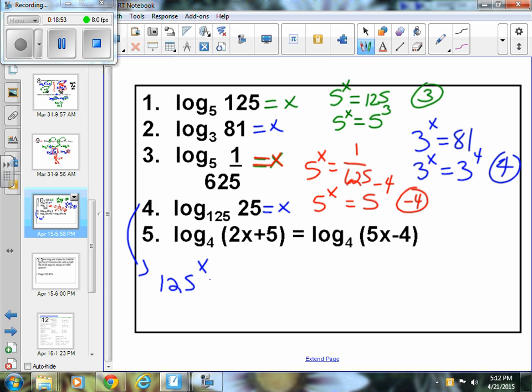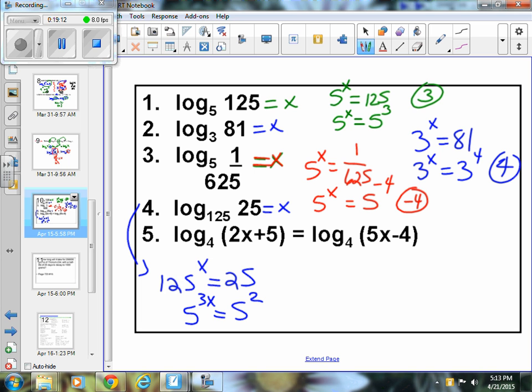125 to what power would give you 25? This one's really tricky to figure out because you can't really just guess and check whole numbers. The answer isn't a whole number, but if you can write them both as powers of base 5, so 125 is 5 cubed, 25 is 5 squared. The bases are equal.